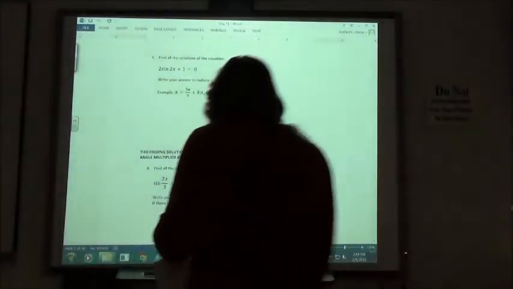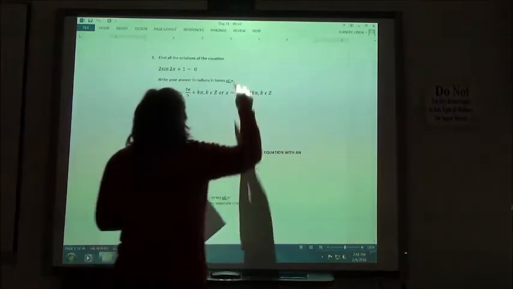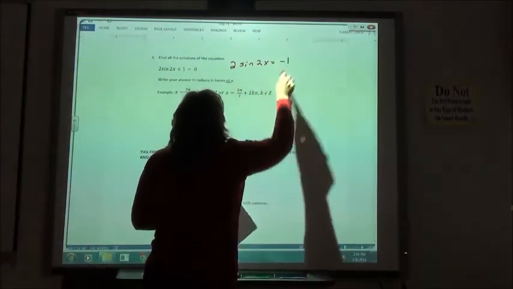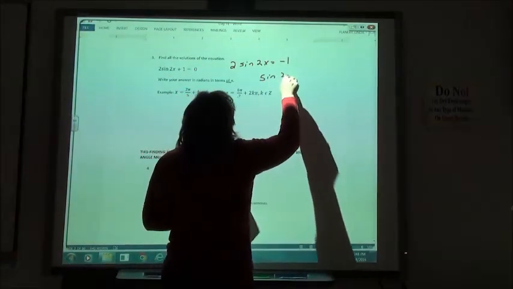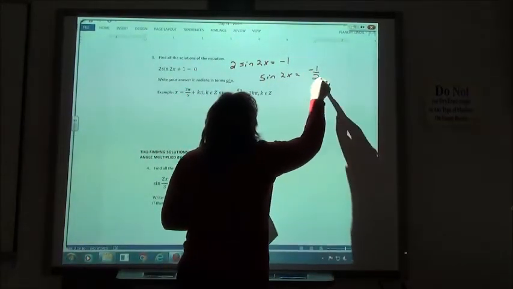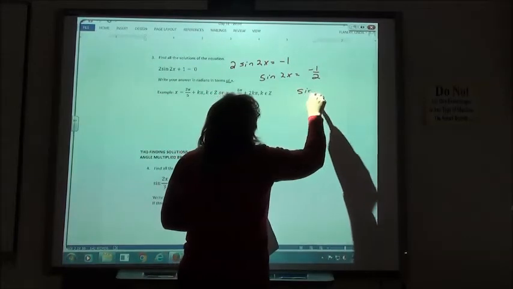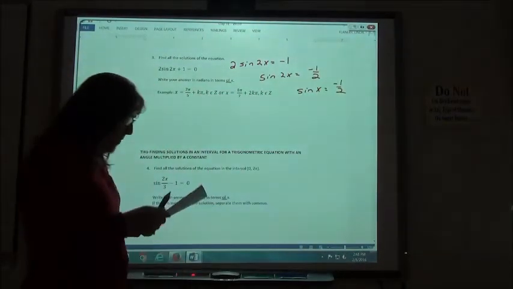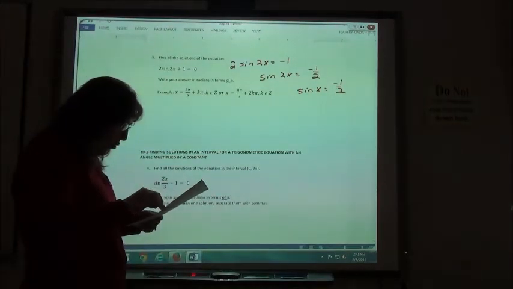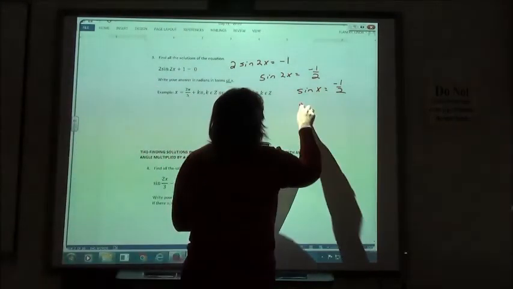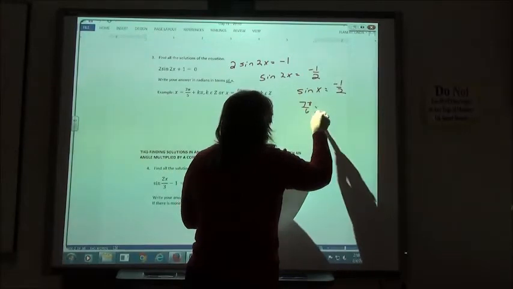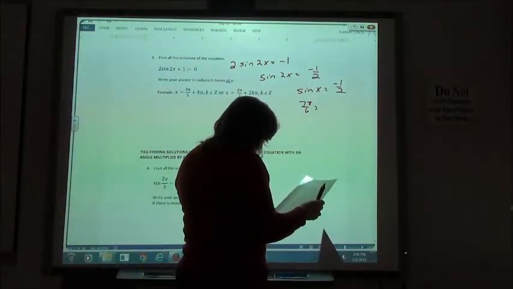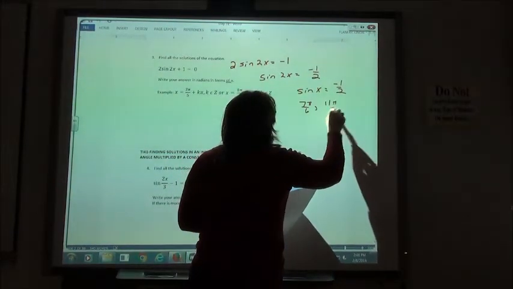So on number 3, if we go ahead and solve that one, we would say 2 sine of 2x equals -1. So the sine of 2x is going to equal -1/2. Again, we're going to look up where does the sine of x equal -1/2. And so looking at my paper, -1/2 would be at 7 pi/6, and -1/2 is also at 11 pi/6.